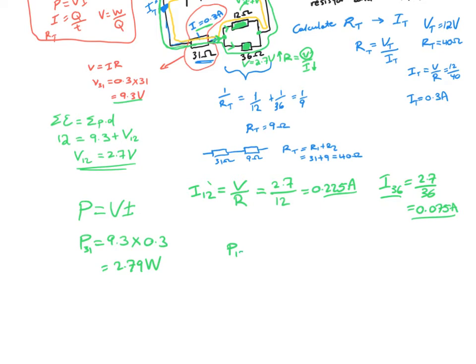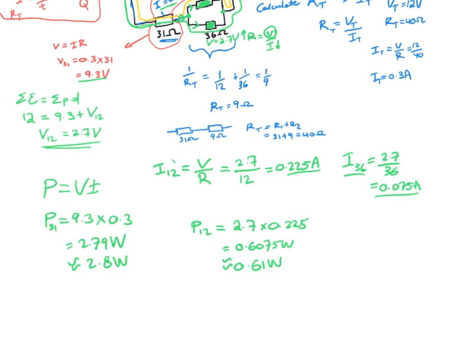Power rating of the 12 ohm resistor will be 2.7 times the current through it, which is 0.225. Which gives us 0.6075 watts. And so we can approximate some of these values, by the way, to two significant figures because we're not given better values. So this will be roughly 2.8 watts. This is about 0.61 watts.